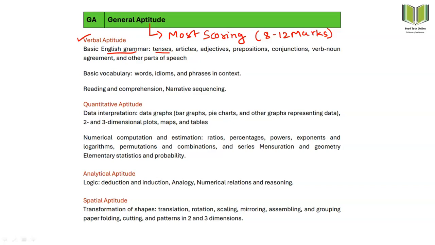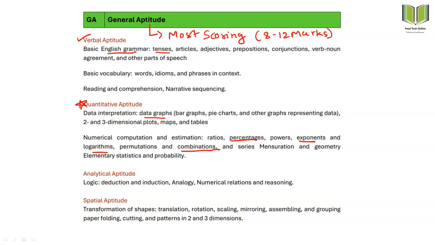After that, the main part where questions are asked in large number, which is data interpretation and data graphs. From this part, there will be a minimum of one question; there is a chance of one question you can get. After that, in percentage, exponents and logarithms, you can get one question. And in permutation and combination, there is a lot of chance that there will be a question.